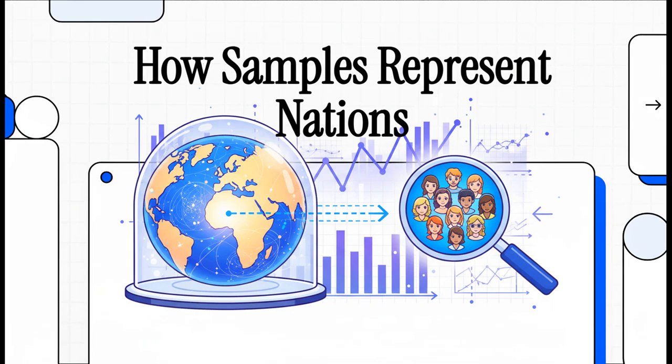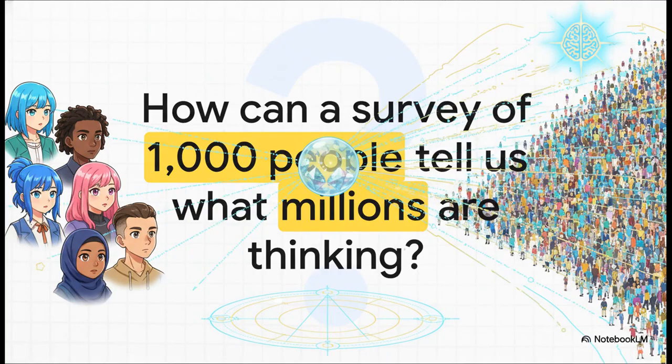All right, so let's get right into it. You see this stuff all the time, right? A news report, a study, a poll, and they all claim to know what an entire country is thinking or doing. But how? I mean, how on earth can they possibly know that? It just sounds impossible, doesn't it? How can this tiny little handful of people speak for the whole nation? It really does feel like some kind of magic trick.